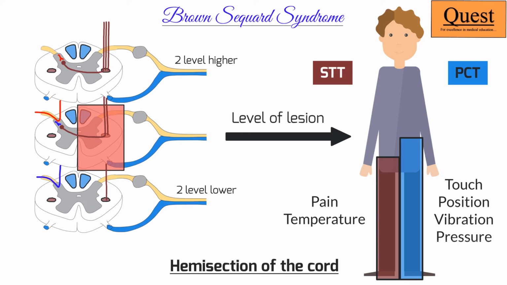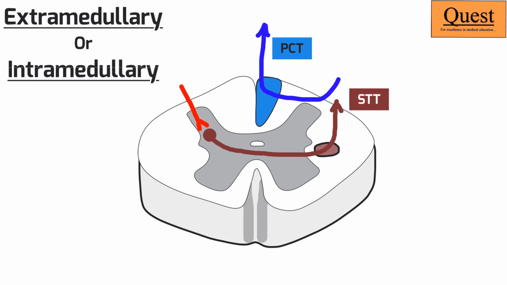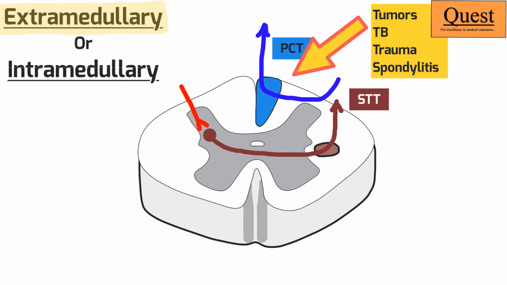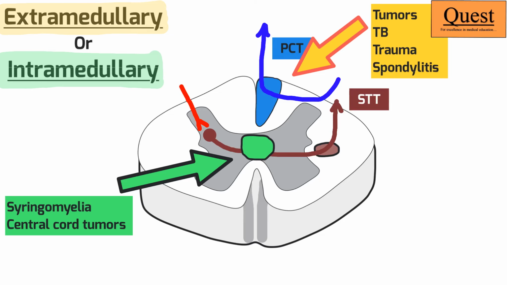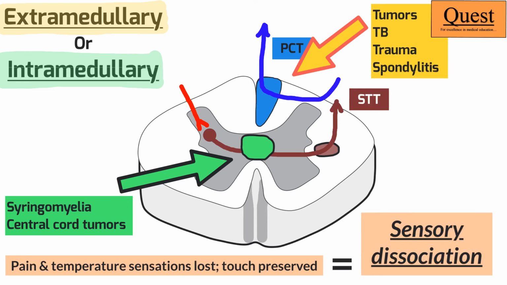Also remember, the first order neuron of the spinothalamic tract could have climbed up 1 or 2 segments. So, patients might experience loss of pain and temperature that could begin actually 2 levels below the level of lesion. Now, lesions that would compress the spinal cord from outside are more likely to affect the posterior column tracts earlier than they are to affect the spinothalamic tract, while the lesions which start from the center of the spinal cord are more likely to affect the spinothalamic tract. In fact, lesions like syringomyelia might specifically affect pain and temperature while sparing touch, position, vibration. This is what is known as sensory dissociation.